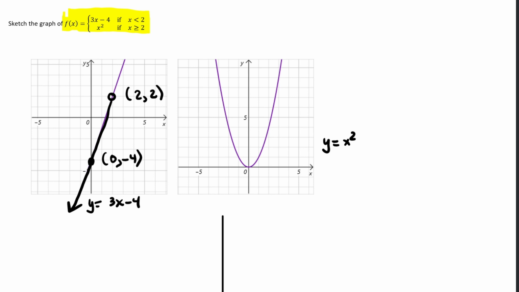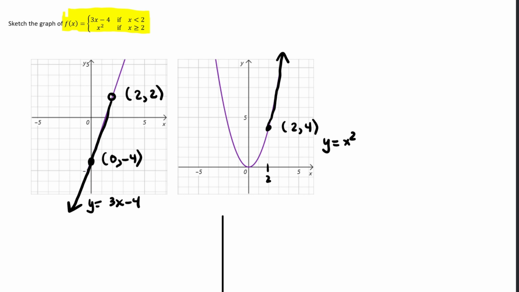Now for y equals x squared, we're only taking the piece where x is greater than or equal to 2. So if we look where x is equal to 2, this point right here is (2, 4), because 2 squared is 4. And we're only taking the piece where x is greater than or equal to 2. So we're only taking that piece that's drawn in black there.